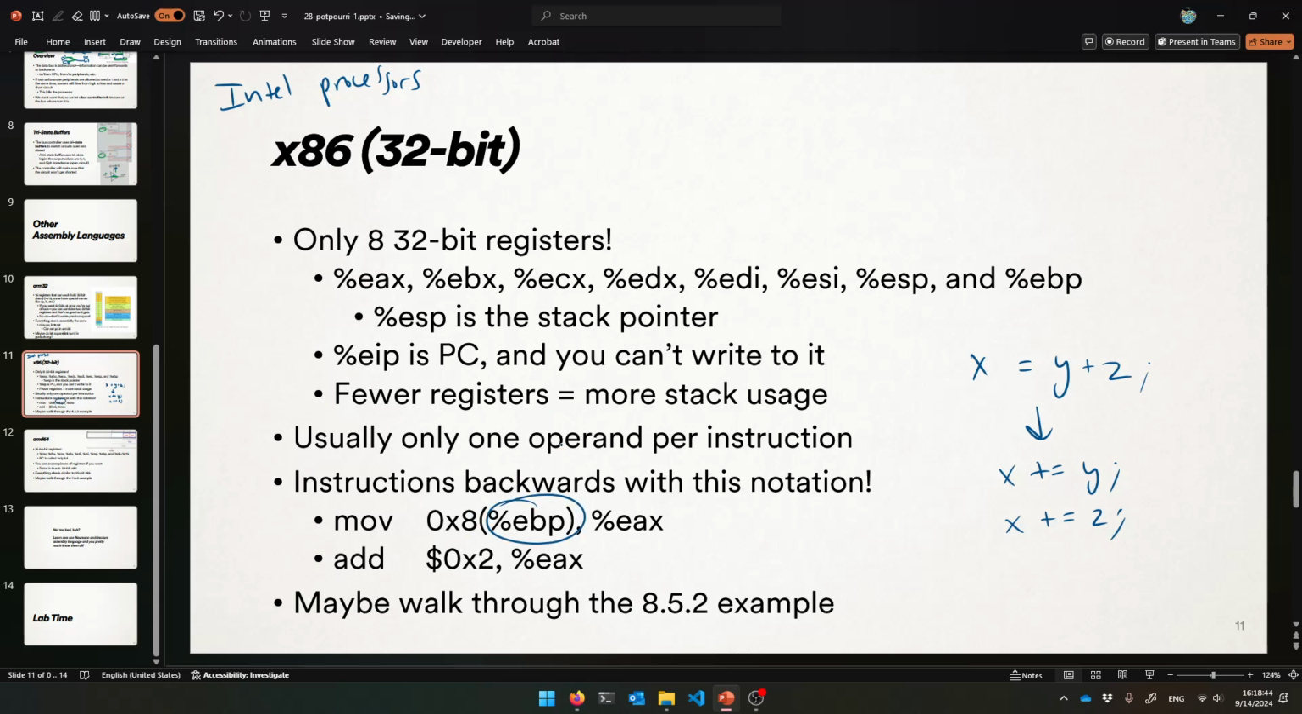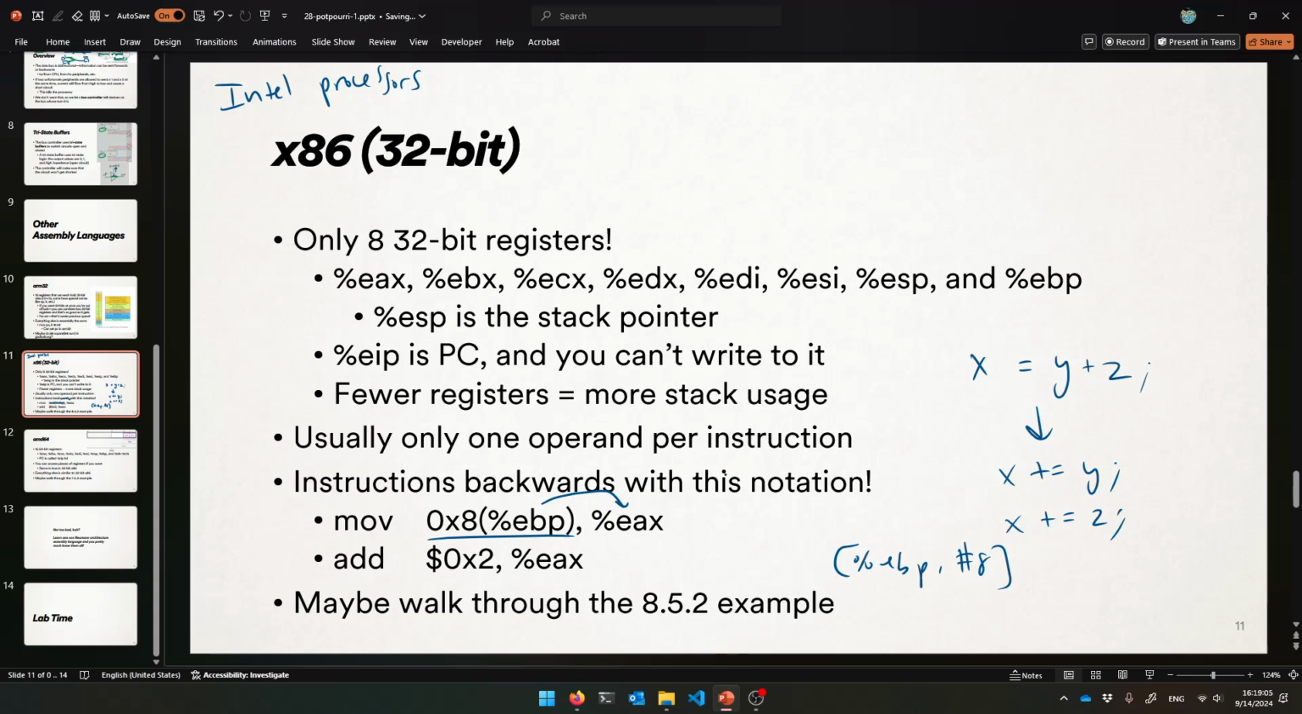Like here's an address in this register, go 8 bytes later, so it's adding 8 to EBP. This is kind of the ARM equivalent of EBP plus 8. That's kind of what that means. And take whatever's there in memory and put it into, sorry, it's a load instruction, not a store, and it's placing it into a register.